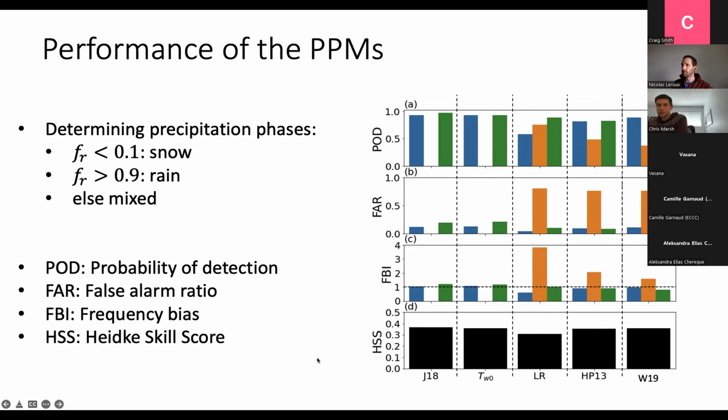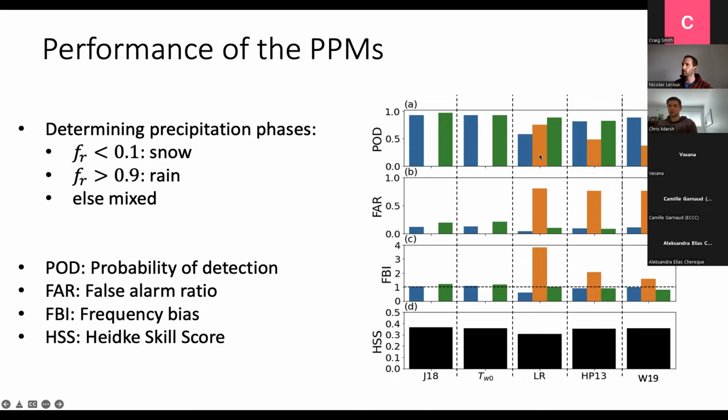And we can see, using the HSS, the global score, that it's hard to find one method that performs better than the other ones, except for the linear regression, which doesn't perform as well as the other ones. But what we can see is that using a constant threshold, either in air temperature or wet bulb temperature, obviously we cannot estimate mixed precipitation, but we have a good estimation on average of either snow or rain precipitation types with a high probability of detection. However, compared to the other methods here, we also have a higher false alarm ratio.